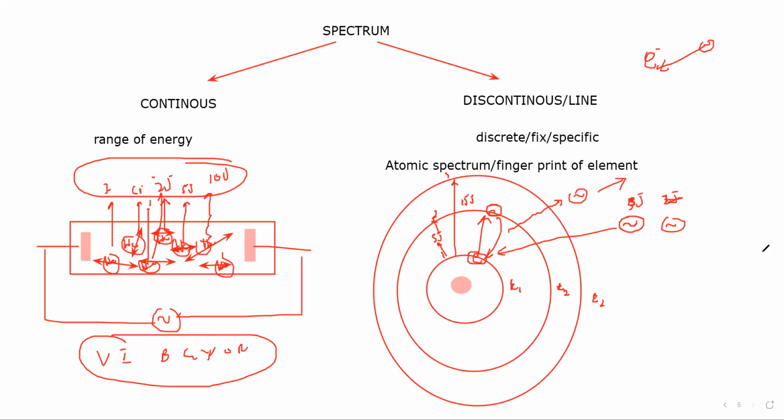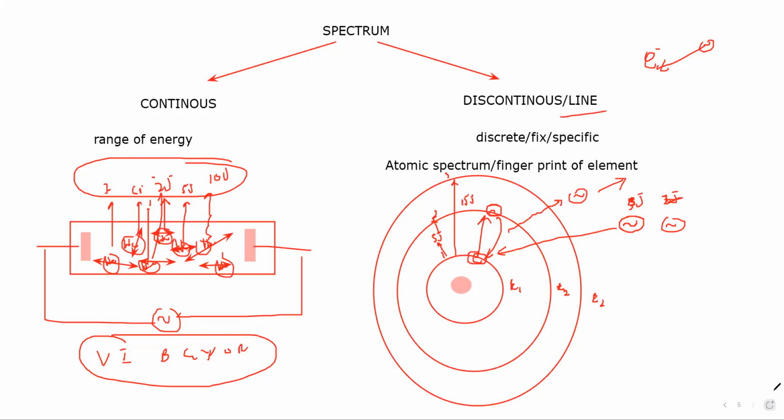So line spectrum is divided into two categories. One is called emission, another one is absorption. First, it will absorb a photon. Why do we call that a line? Because there is a fixed amount of energy absorbed by the electron. And why do we call it absorption? Because it absorbs energy. When it returns back, it will release energy.